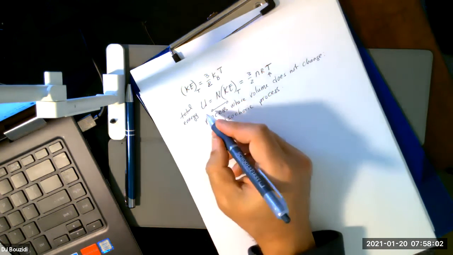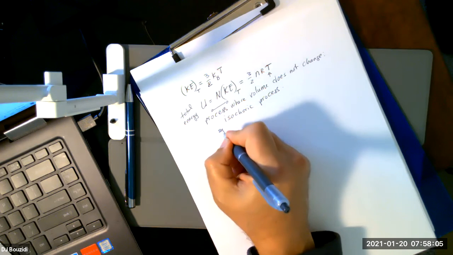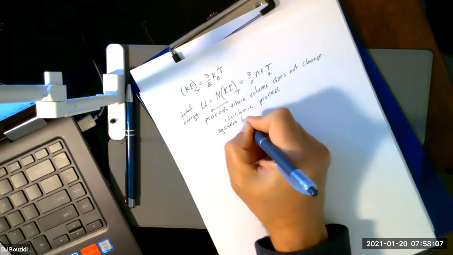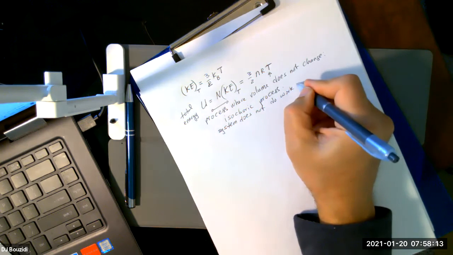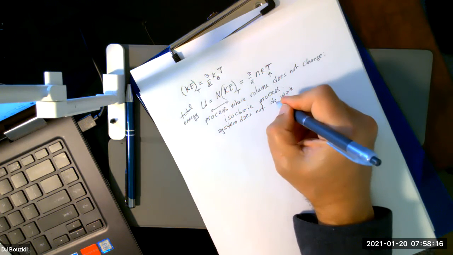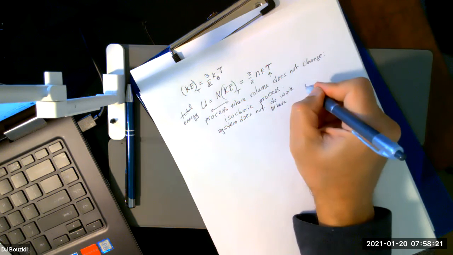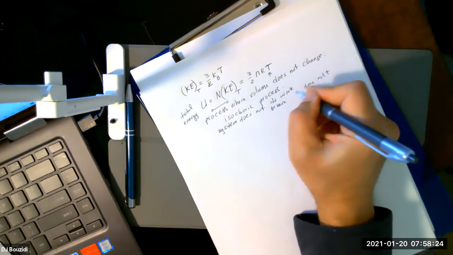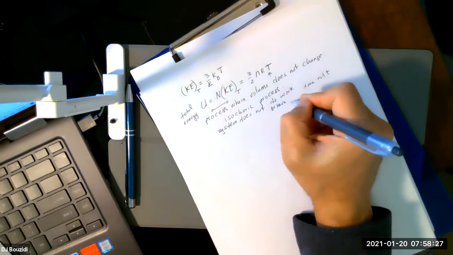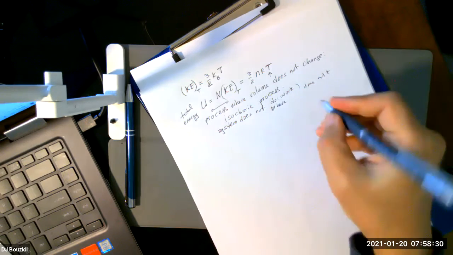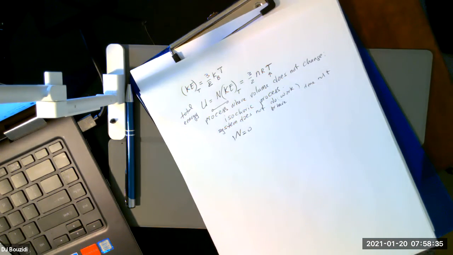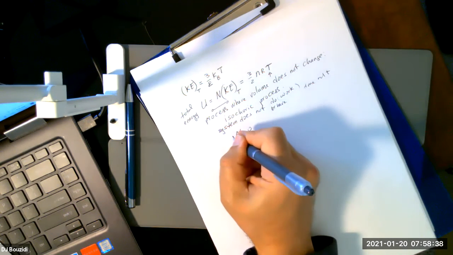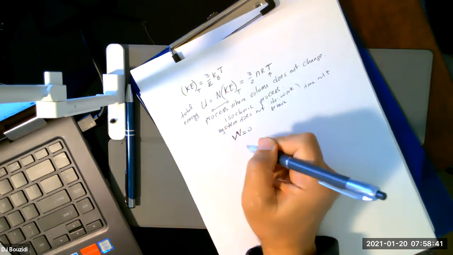Anyway, in this case, I know that the system does not do work or have work done on it. So basically W is equal to 0. When the process does not involve a change in volume, then in this case the work is 0. I think that was one of the questions that you have in the pre-test.